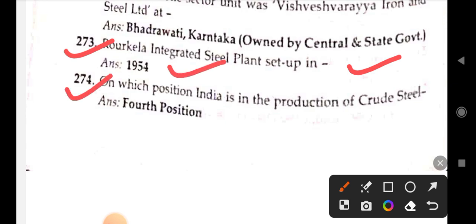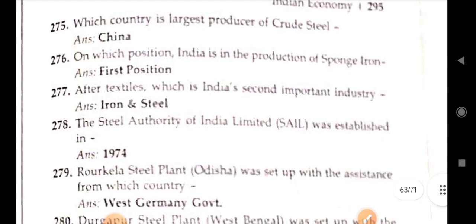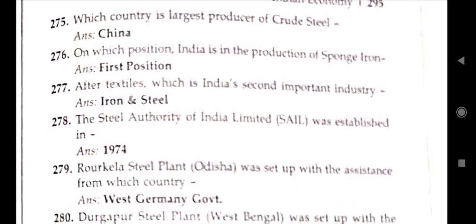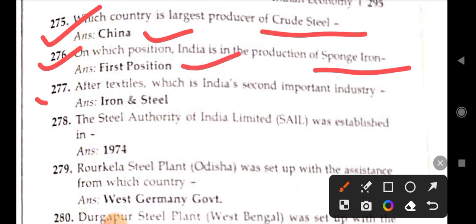On which position is India in production of crude steel and steel? Fourth position. Which country is the largest producer of crude steel? Right answer is China. On which position is India in production of sponge iron? First position. After textile, which is India's second important industry? Right answer is iron and steel.